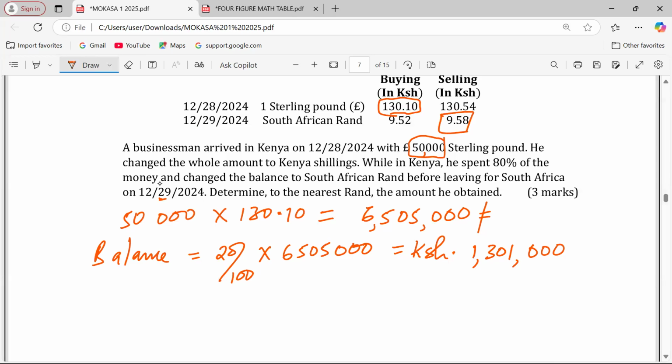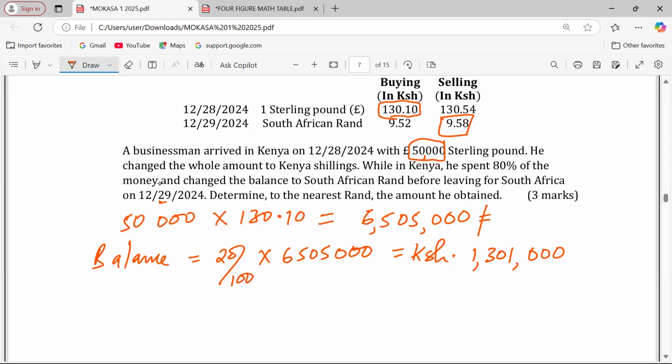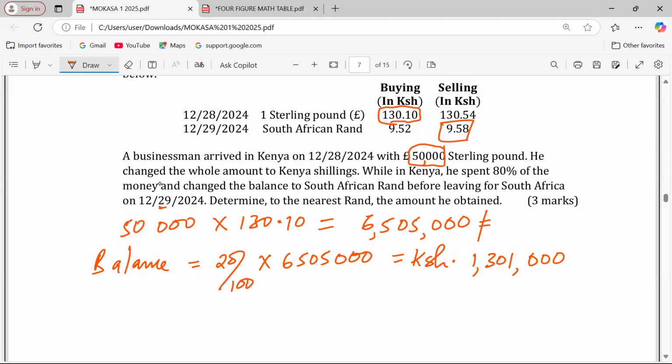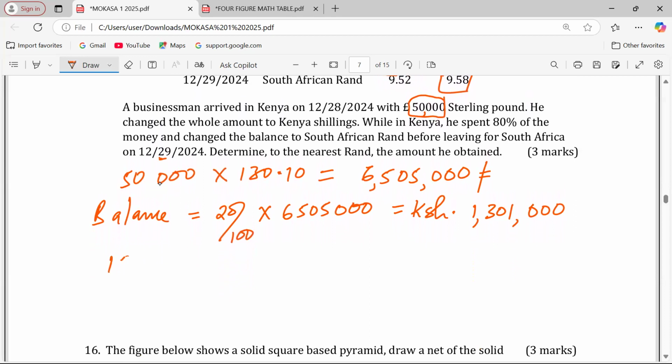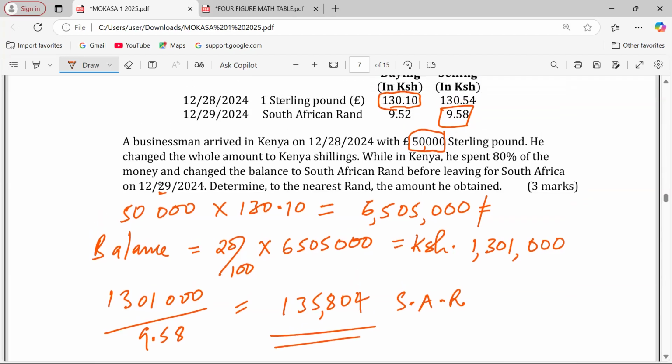So the bank sells South African rand at a rate of 9.58, and this guy is having 1,301,000. So how much South African rand will he be able to buy if the bank is selling to him? So 1,301,000 divided by 9.58, and the South African rand he is going to receive shall be 135,804 to the nearest South African rand.